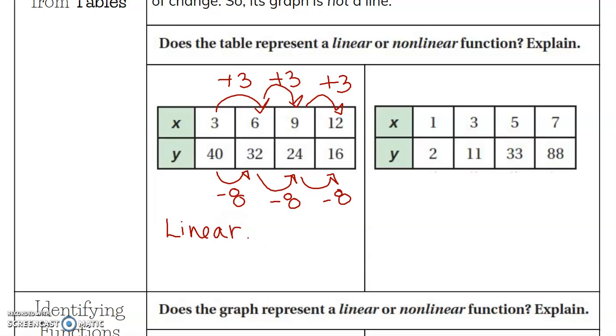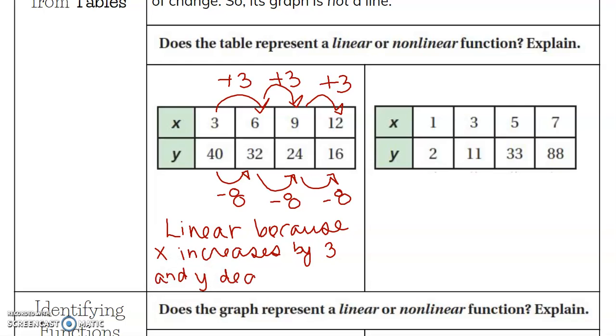So it is linear because x increases by 3 and y decreases by 8. That way we know we have a constant rate of change. All right, let's look at the next problem.